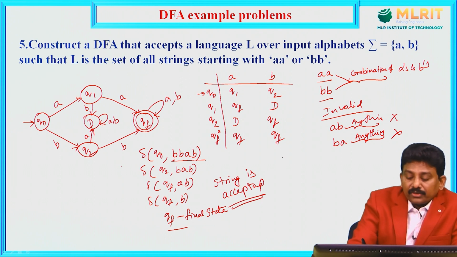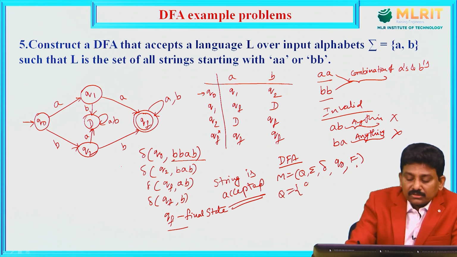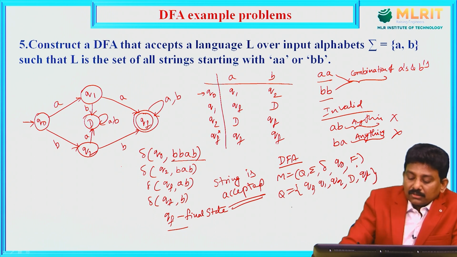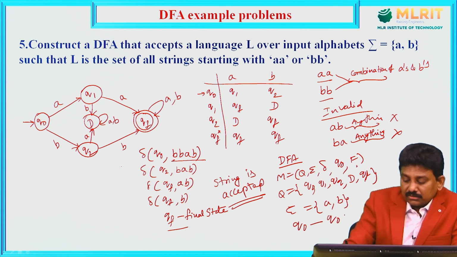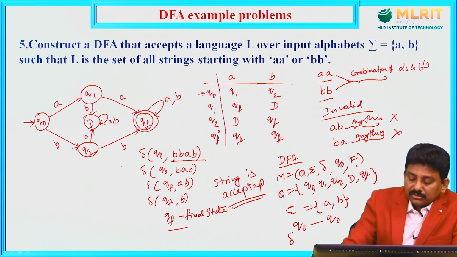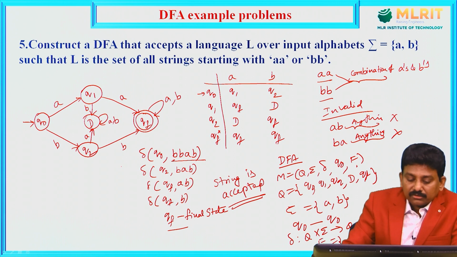So DFA M is equal to Q, sigma, delta, Q0, F. Q is the set of states Q0, Q1, Q2, dead state and QF. Input alphabet sigma is equal to A, comma B. Initial state is Q0. Transition function is Q cross sigma to Q. Final state is the set of final states, QF.